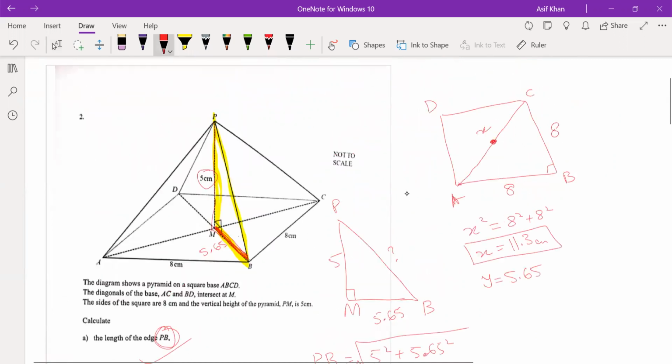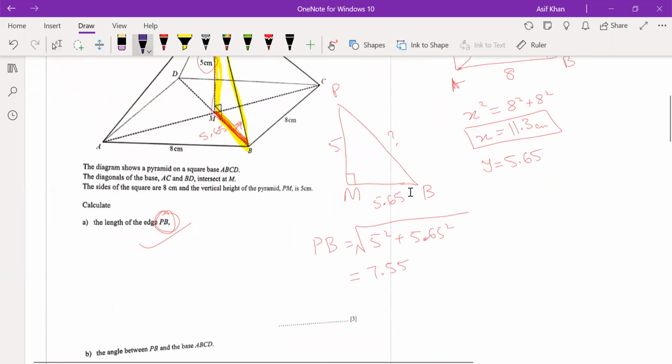In the next part, he is asking for the angle between PB and ABCD. It means this time he is asking about this angle. In the same diagram, we will work out this angle. This angle we have to find. What variable can I give? Okay, I can call this angle B. So for this angle B, what is the name of this side? Opposite. What is the name of this side? Adjacent.